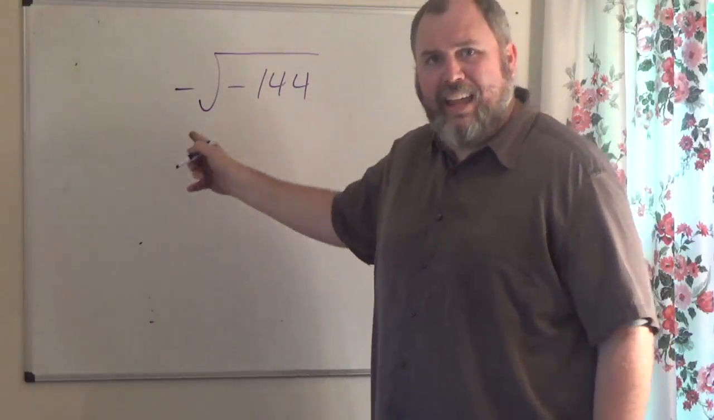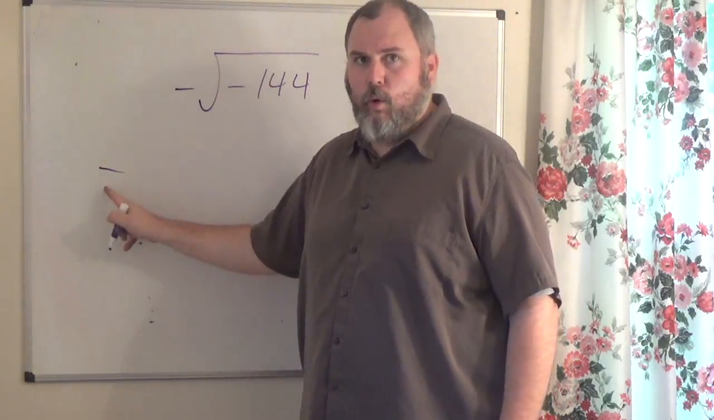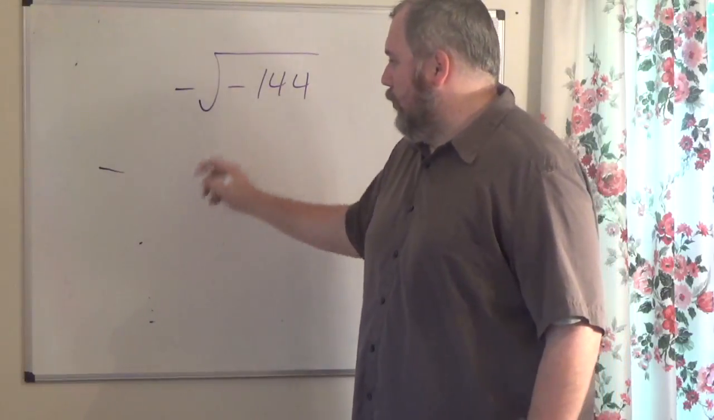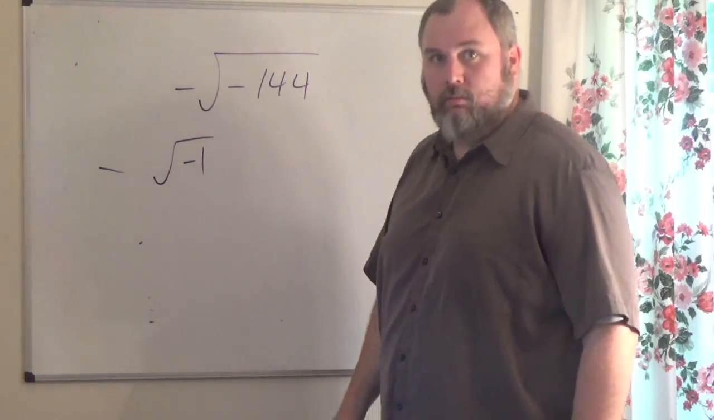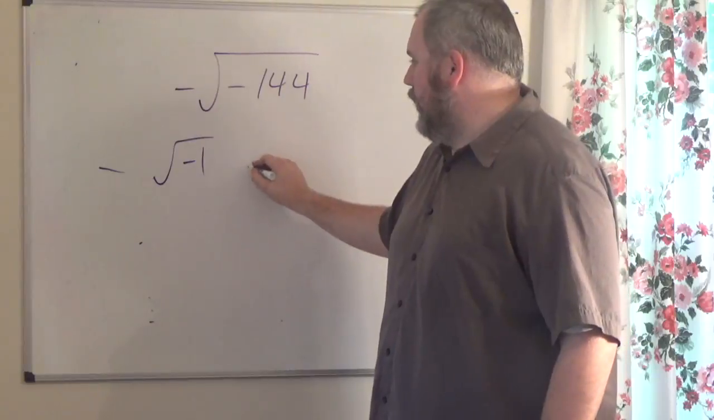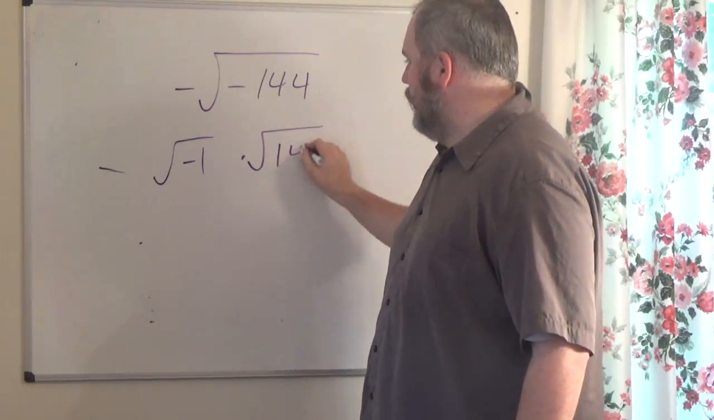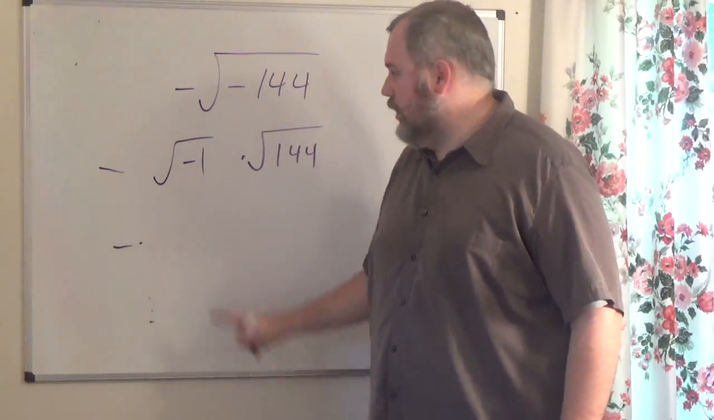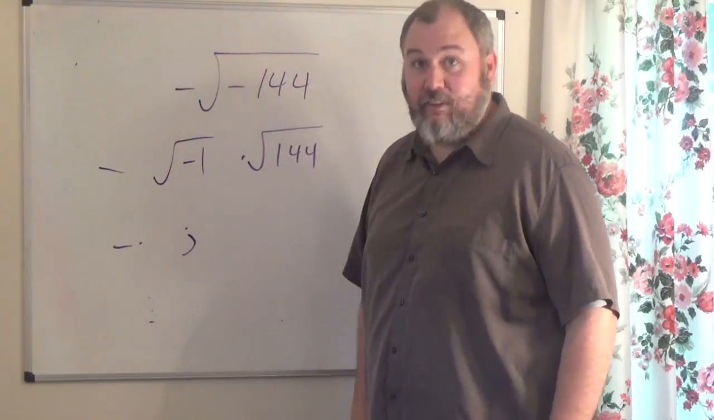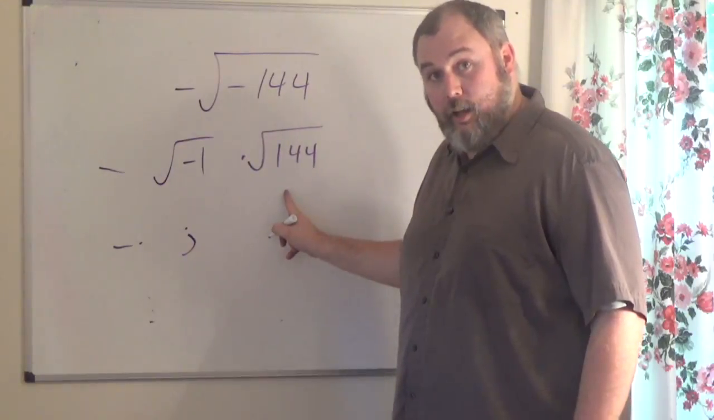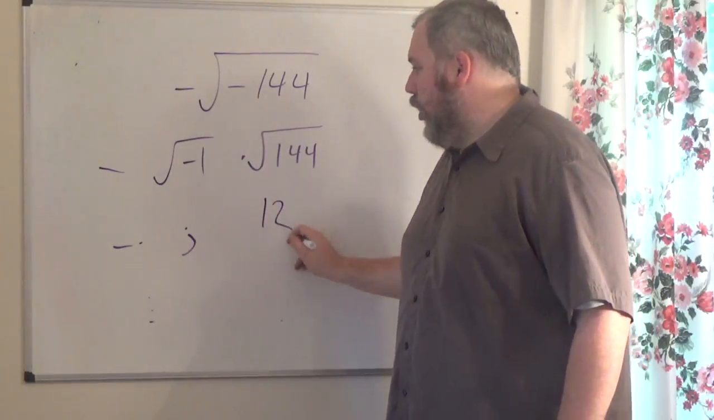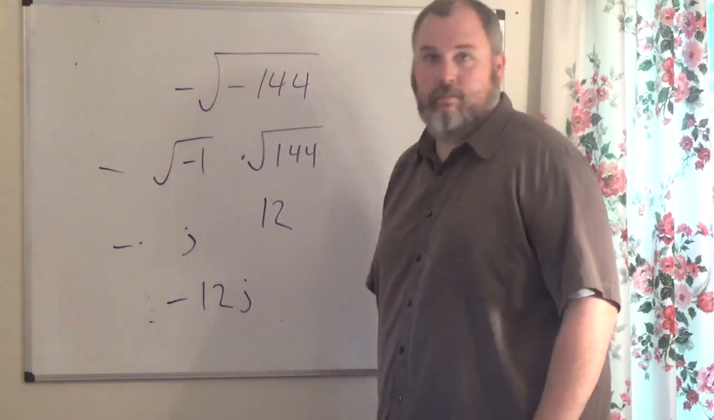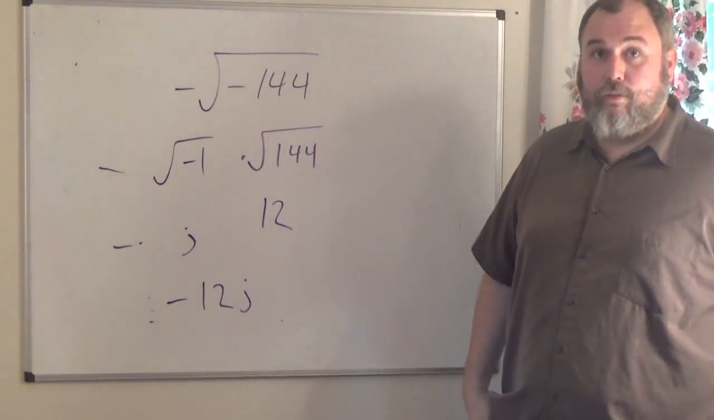Alright. So we have a negative on the outside, so we don't want to forget that. We're just going to write it down. Factor this thing. We know that this is going to be negative 1, because there's a negative there, and we know that this is going to be multiplied by the square root of 144. The negative stays there, this becomes a j, and this becomes 12. Multiply all this together, I'm really saying negative 12j. That's our answer for this one.